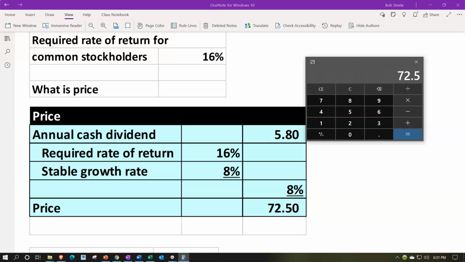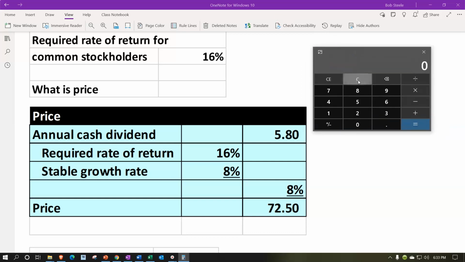So therefore, we're expecting the price of the stock to be, based on this calculation, 72.50. Another way you might want to think of it, and it helps to calculate these back and forth a couple different ways in your mind to understand them.